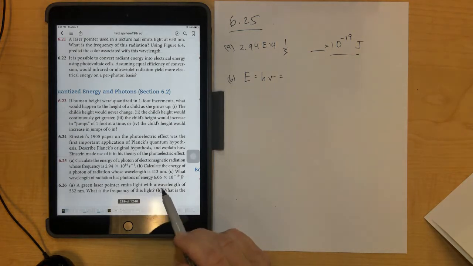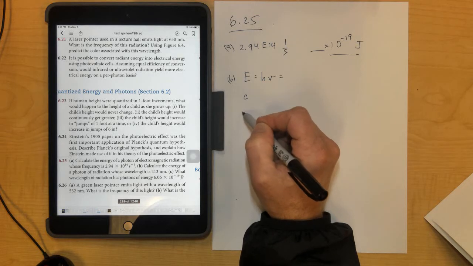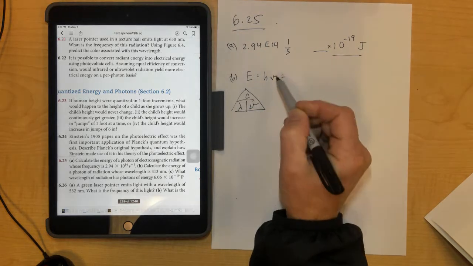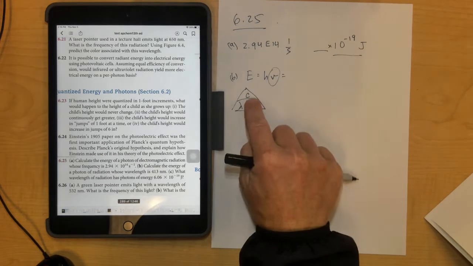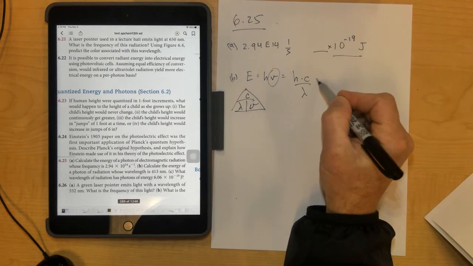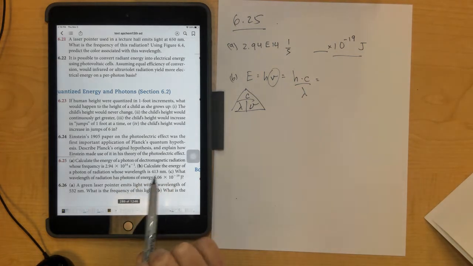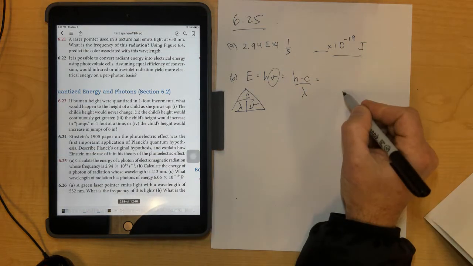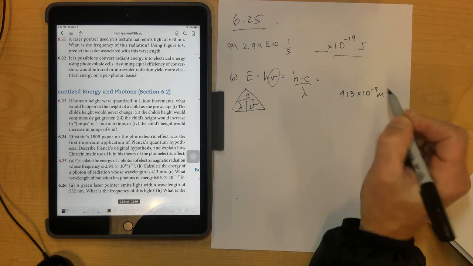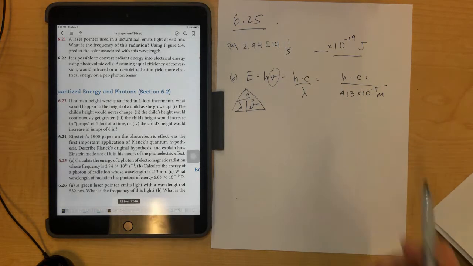The wavelength, remember, can come from the c equals lambda nu equation. And so if I want to find nu right here, it would be c over lambda. So this is equal to h times c over lambda right here. And it's given me a wavelength of 413 nanometers. So 413 times 10 to the negative 9th meters would go in for lambda right here, and then I'd have h times c here on the top, which I'll get back to in a second.